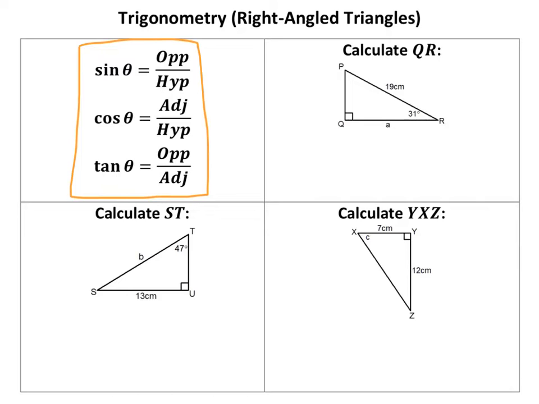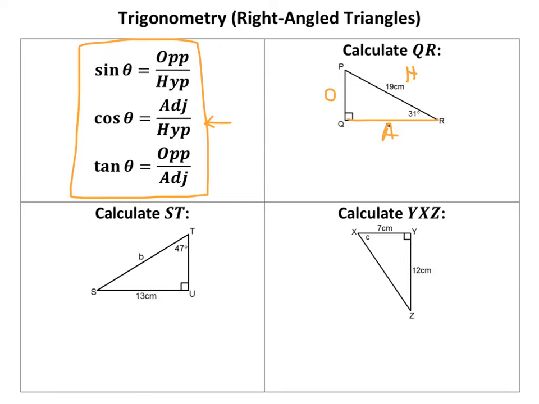So, first question, we're going to have a look at calculating QR. So that's this side here, marked with an A. The best thing to do is to label the triangle. If I was standing at R, this is the hypotenuse, I'm facing this, so that's the opposite, and I'm next to that. Adjacent means next to, it's a posh word for next to. So we're trying to find the adjacent and we've got the hypotenuse. The ratio using adjacent and hypotenuse is cos, or cosine.